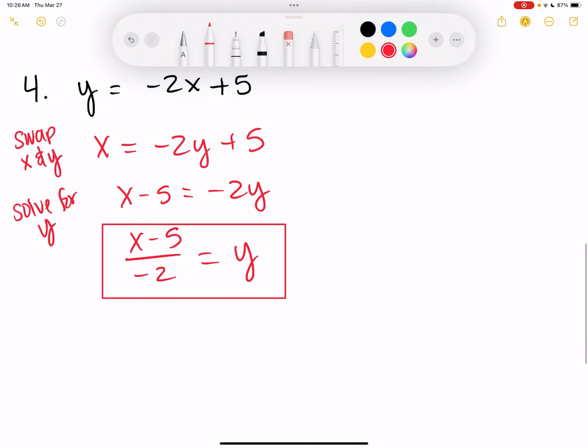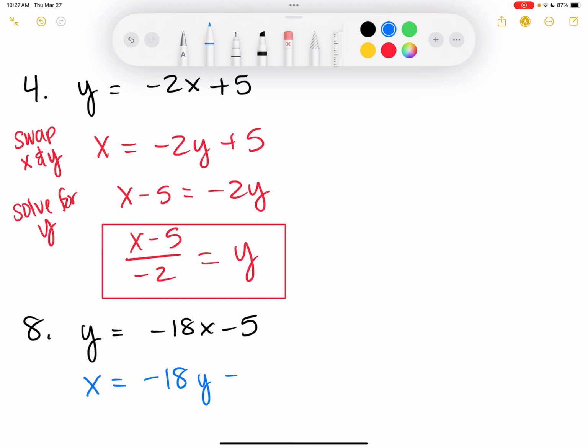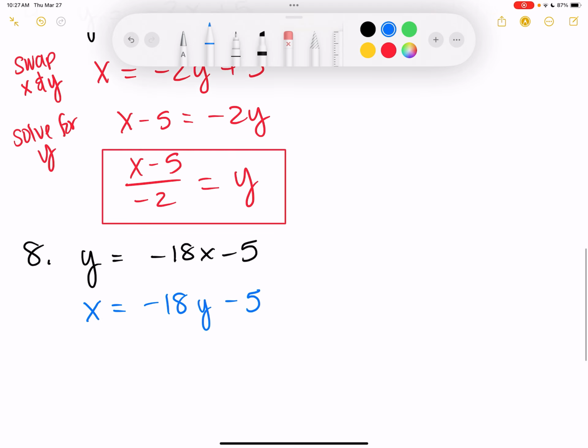Number 8. y equals negative 18x minus 5. Swap x and y. x equals negative 18y minus 5. Now I've got to get y by itself, so add the 5 over. x plus 5 equals negative 18y.